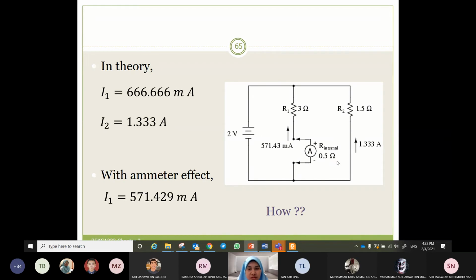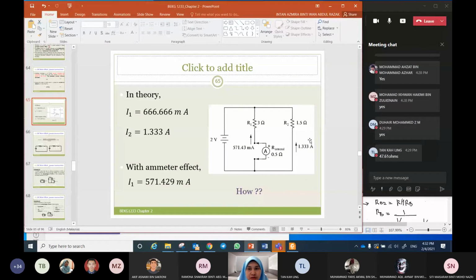Ignore this ammeter. We have a parallel circuit with R1 and R2. R1 is equal to 3 ohm. R2 is equal to 1.5 ohm. The voltage source is 2 volt. How to find I1 and I2? I2 is equal to... current divider, V over R, potential divider.